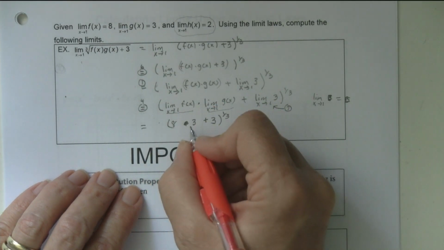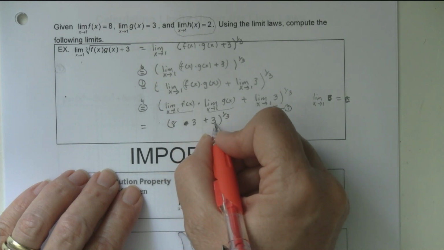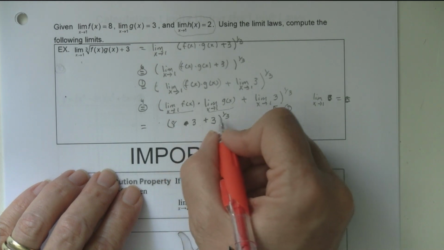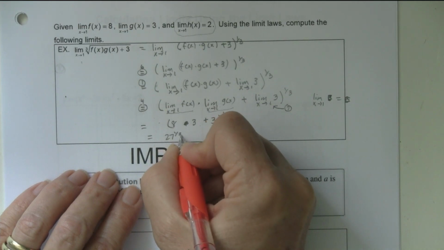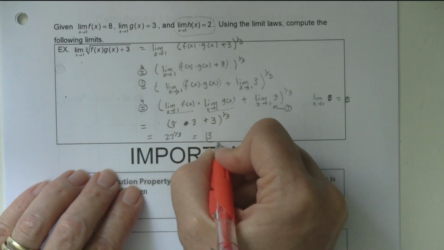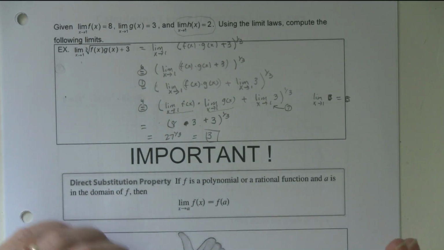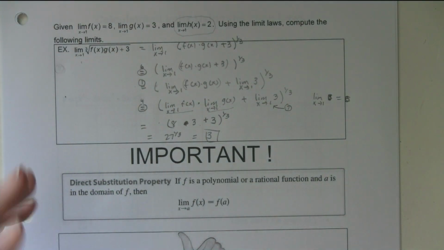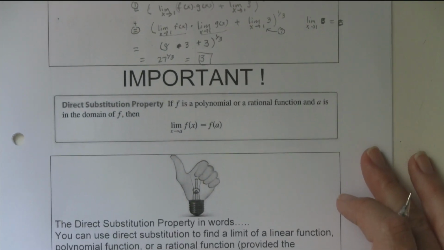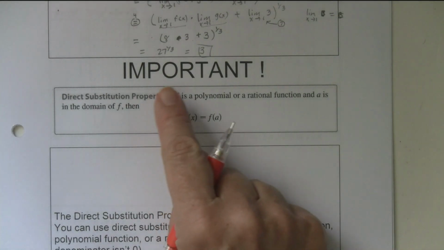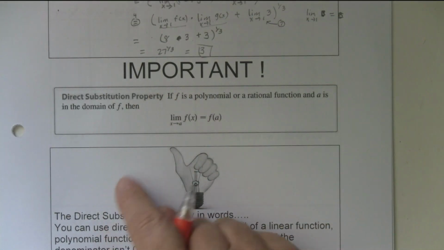So now I've done the limit. It's 24 plus 3, which is 27. 27 raised to the 1/3 is 3. So this is 3. And that's kind of what they were hoping, that I would just tell them what limit law I used as I went along there. There's more for you to practice if you want to. And then this is the direct substitution property.